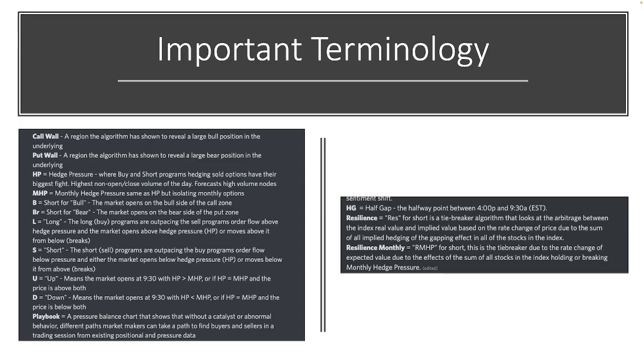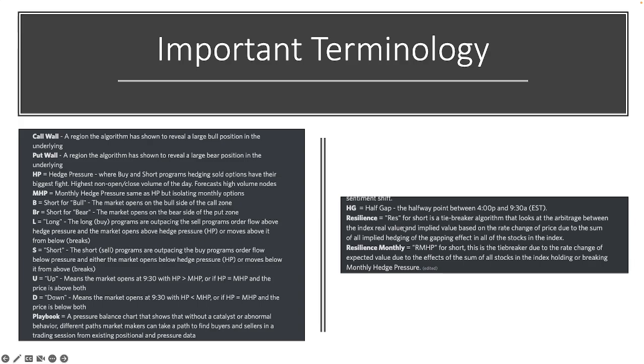And we pair that typically with resilience, which is a tiebreaker algorithm that basically looks at the index real value and the applied value based on the rate of change of price due to the sum of all implied hedging and gapping effect in all the stocks in the index. So it's basically looking at all the underlying holdings of either the S&P 500 or the NASDAQ and giving us an indication as to whether or not A, hedge pressure or monthly hedge pressure will hold, or B, if the half gap will hold. And they have two different lines that show that, a gray line and an orange line.